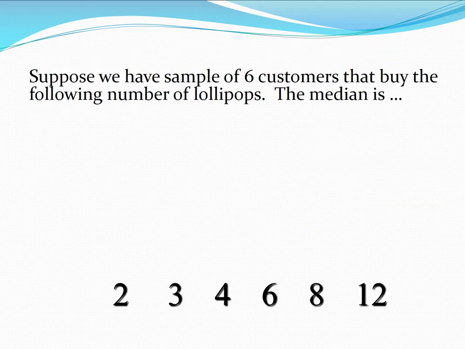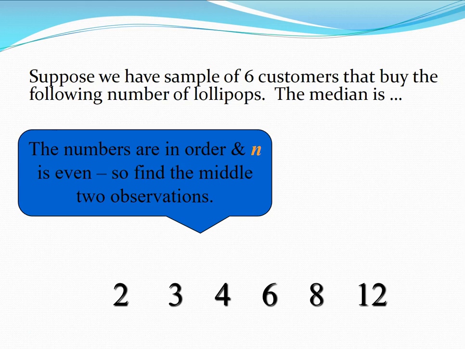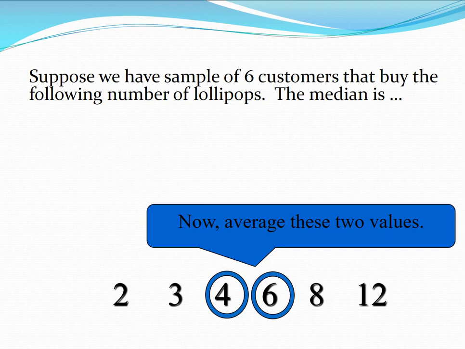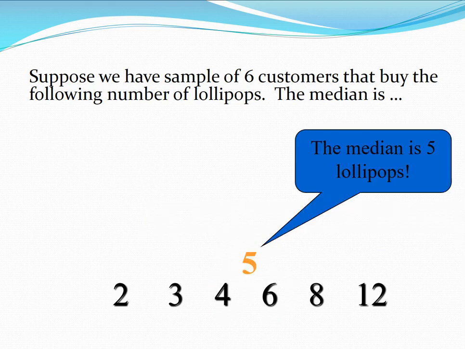What if I add an extra one? What if I have 6 lollipops? Well, now, since I have 6 customers, the numbers are in order, but n is even. So if we count down, 2 and 12 are matched up, the 8 and 3 are matched up, the 4 and the 6 are matched up, we have to find the middle between those two. We have to find the number that's directly in the middle between 4 and 6. So the median would be 5.